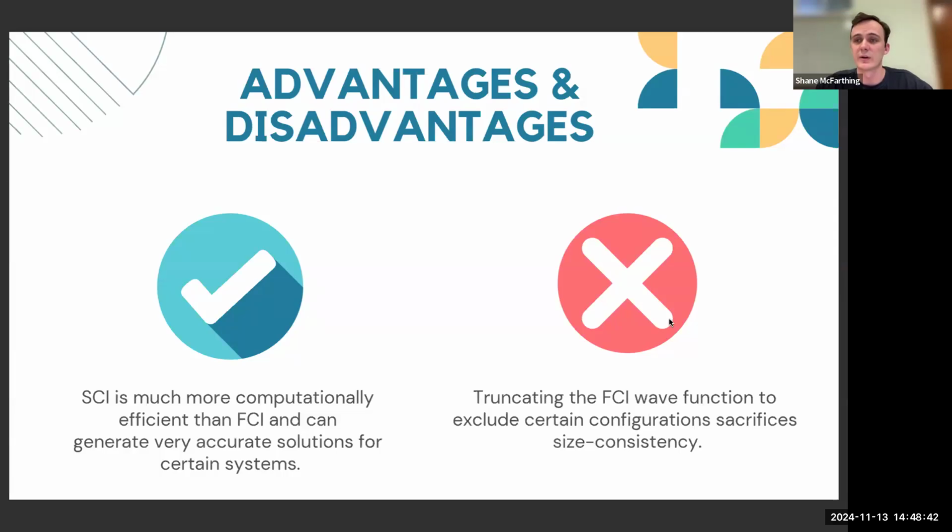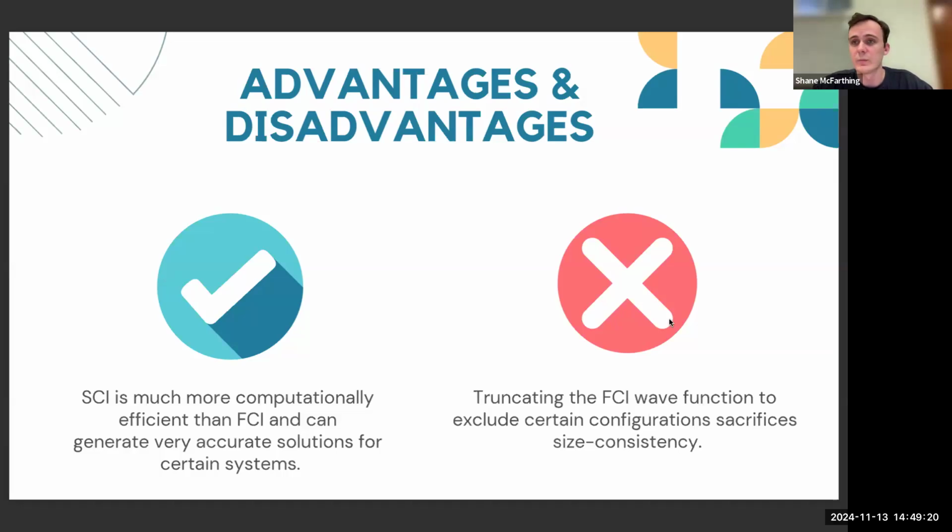So there's also a consideration of needing to increase resources if you need more accuracy. But SCI can generate very accurate solutions for certain systems. But the problem is that, unlike coupled cluster theory, SCI isn't size consistent. The reason it's not size consistent is because we're performing a truncation of the configurations, and then we're only considering configurations up to that level. So it's not size consistent, but it is more efficient to do than FCI.